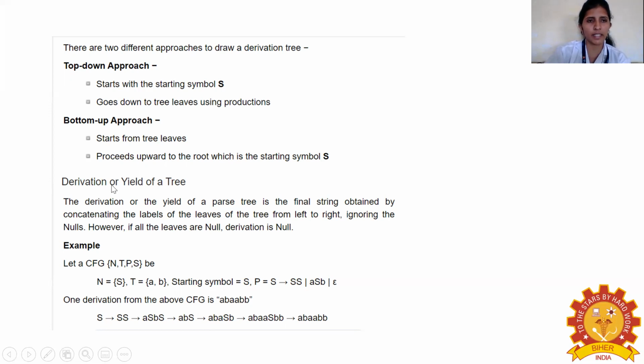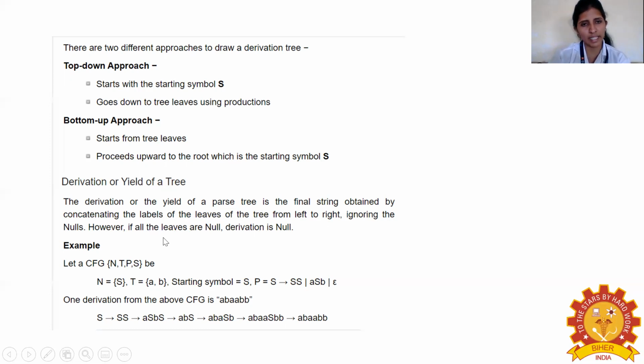Next will be the derivation or yield of a tree. The yield of a parse tree is the final string obtained by concatenating the labels of the leaves of the tree from left to right. So we have to concatenate the labels of the leaves of the tree from left to right, ignoring the null symbols.